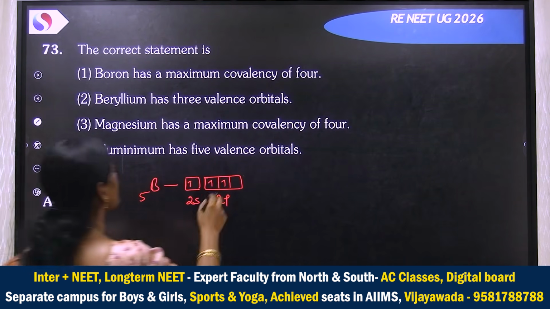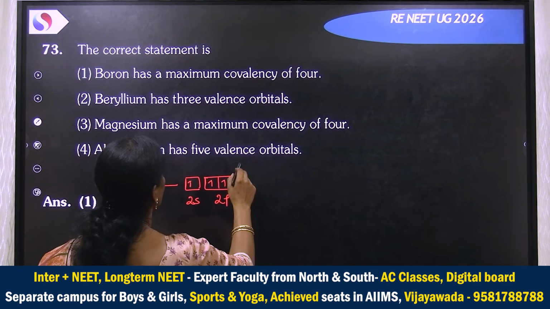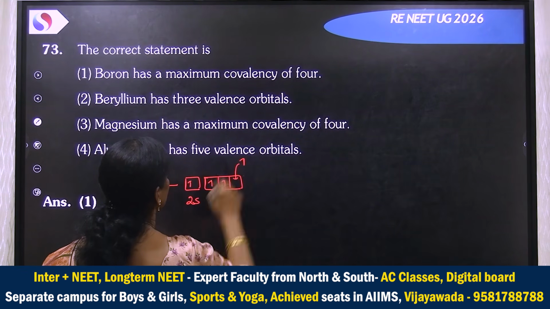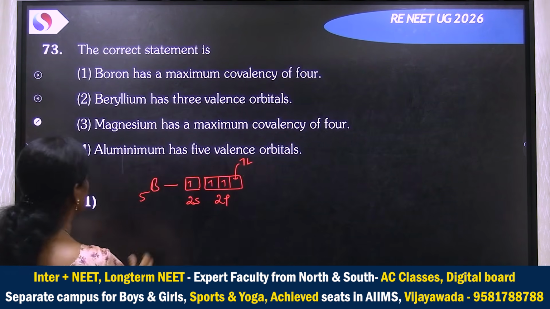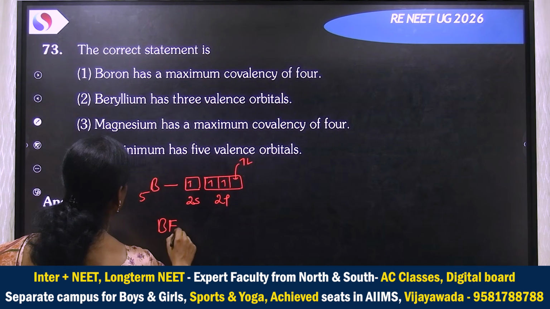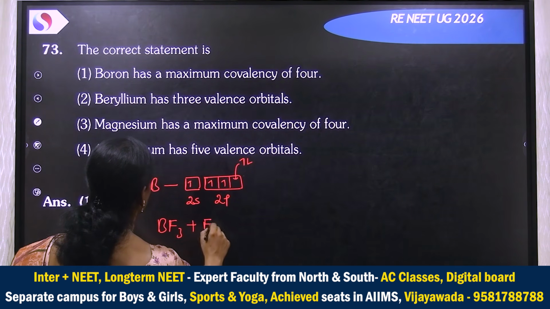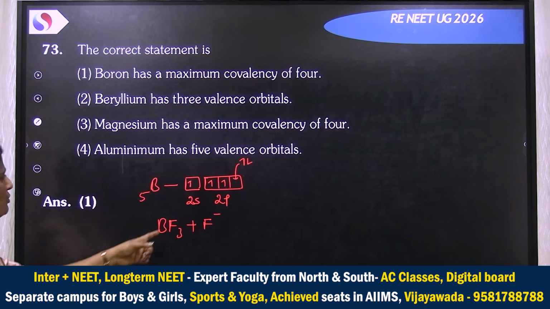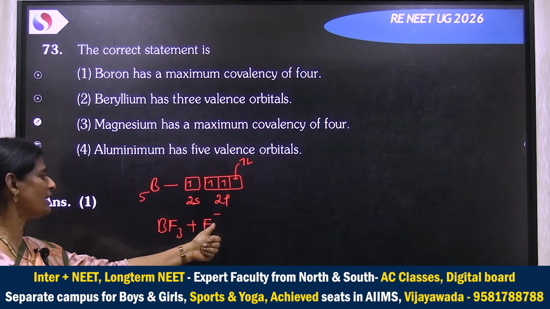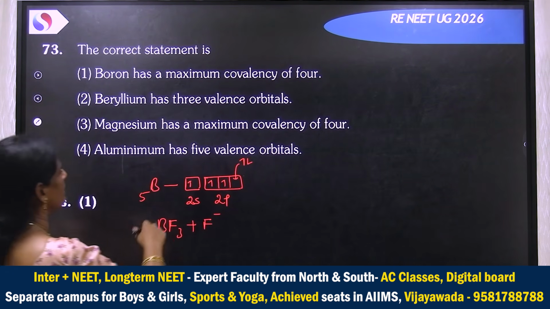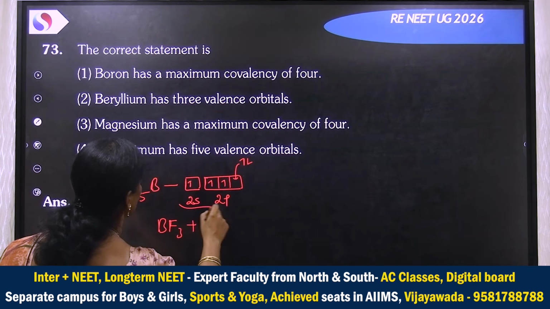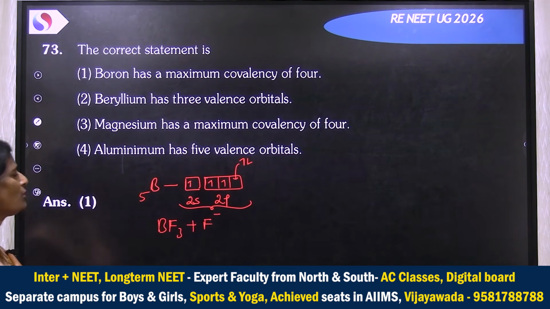And due to the presence of one vacant orbital, it can also accept an electron pair. It can also accept electron pair donated by other atoms. For example, BF4 minus, BF3 plus F minus. So this boron, due to the presence of vacant orbital, can accept electron pair donated by F minus. So the maximum covalency of boron is 4 bonds. Out of these 4, 3 are normal covalent bonds and the 4th one must be a dative bond.